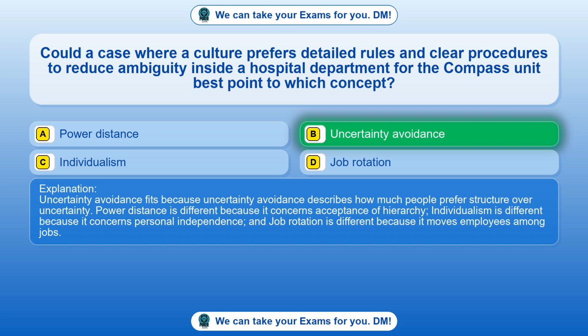Uncertainty avoidance fits because uncertainty avoidance describes how much people prefer structure over uncertainty. Power distance is different because it concerns acceptance of hierarchy. Individualism is different because it concerns personal independence. And job rotation is different because it moves employees among jobs.